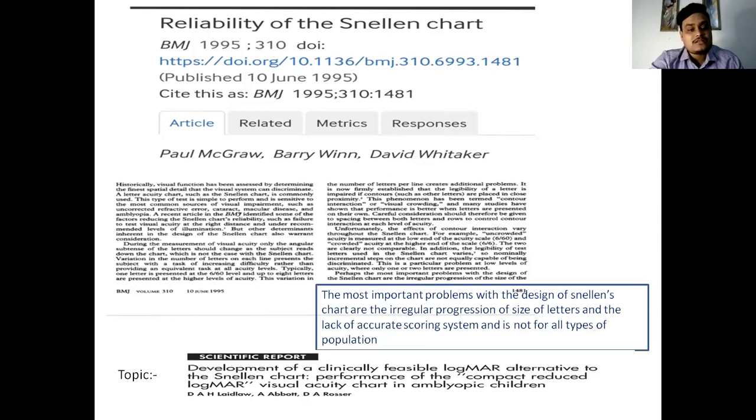Another study took place: development of a clinically feasible logMAR alternative to the Snellen chart, performance of the compact reduced logMAR visual acuity chart in amblyopic children. So this is a second study which is directly related to the limitation of the first study.